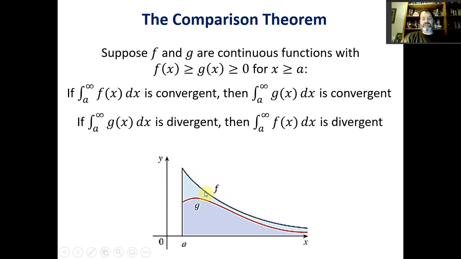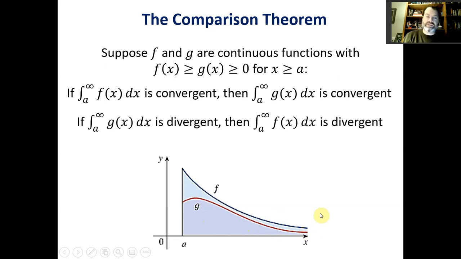If f of x is always greater than or equal to g of x, and g of x is always greater than or equal to 0 for all numbers greater than a, then if the outside integral converges, then the inside integral also converges. And if the inside integral diverges, then the outside integral diverges.